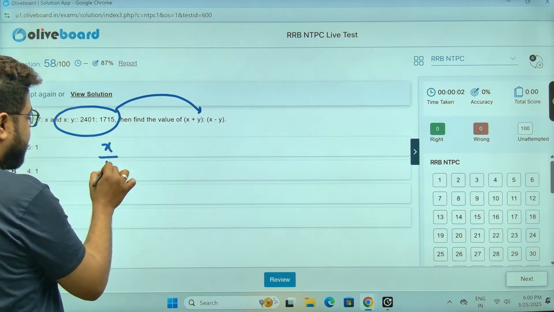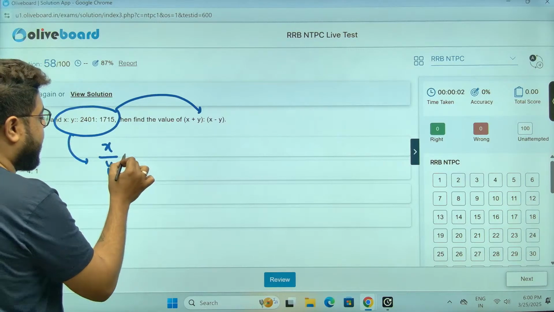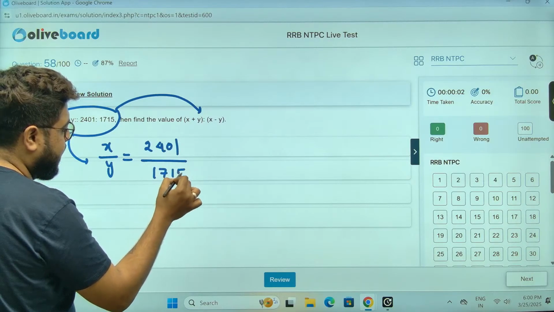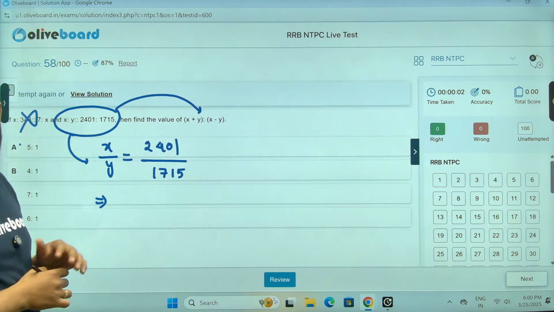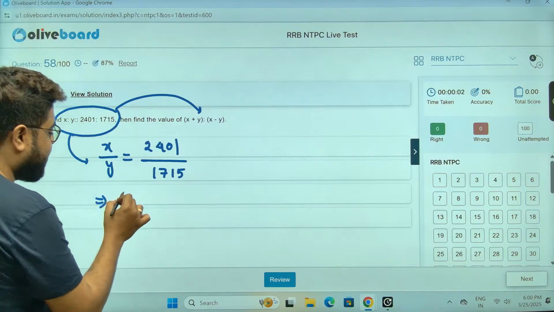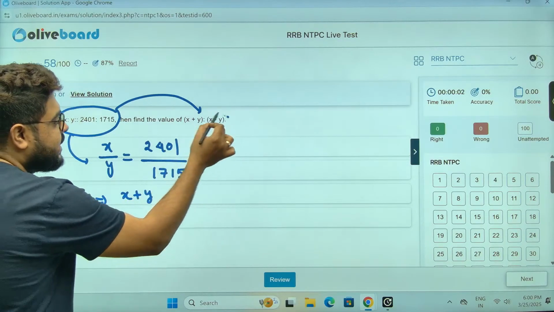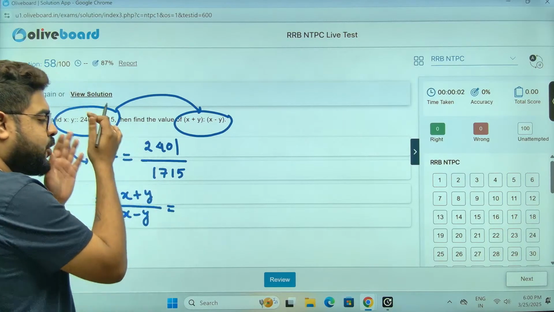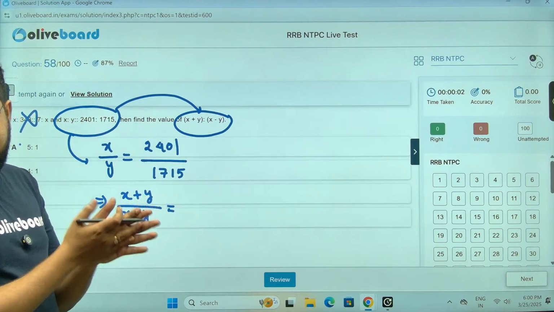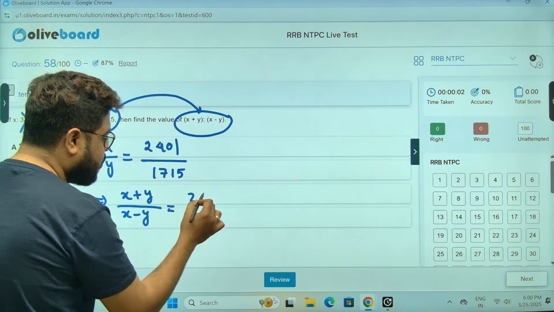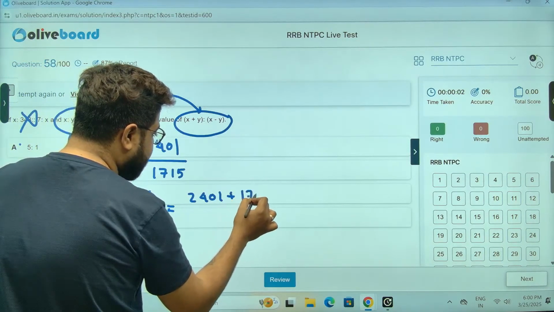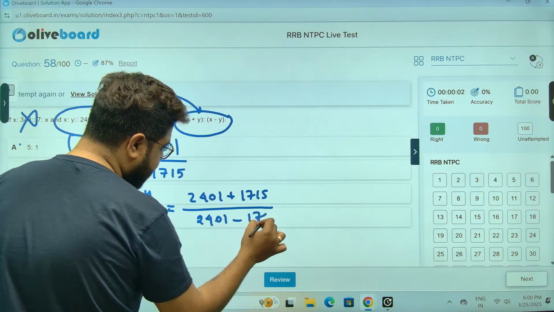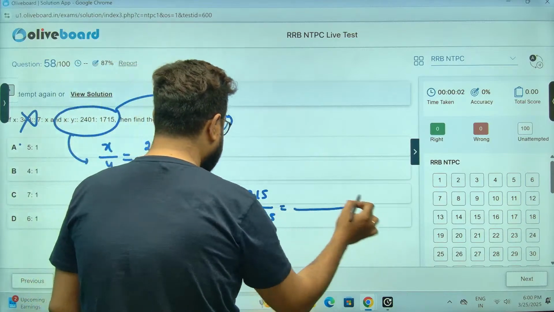Sir, if I write it down properly, x by y is 2401 by 1715. Use componendo dividendo. School wala technique, sir. Use componendo dividendo because that is what they're asking. Componendo dividendo is always whatever you do to the left, do the same to the right. You will get, you are sorted, sir: 2401 plus 1715 divided by 2401 minus 1715. बाप रे, बहुत डर लग रहा है.